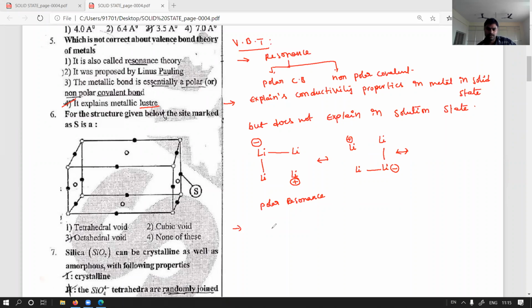The next one is non-polar, in lithium metal only. Here the lithium and the lithium do not have any charge. This bond shifts from here to here, and then we get one more structure. This is called non-polar resonance structures. So this is about the VBT theory. In that fifth question, the incorrect option is the fourth option.